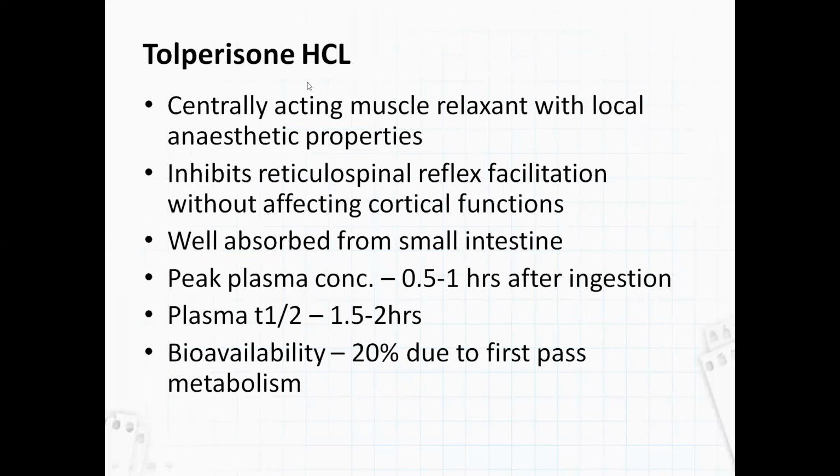This is a miscellaneous group coming under this centrally acting. It is tolperisone HCl, a centrally acting muscle relaxant with local anesthetic properties. It inhibits reticulospinal reflex facilitation without affecting any cortical functions. This drug is well absorbed from the small intestine. Peak plasma concentration occurs half an hour to 1 hour after ingestion, with plasma half-life 1.5 hours to 2 hours. And bioavailability is 20% due to extensive first-pass metabolism.